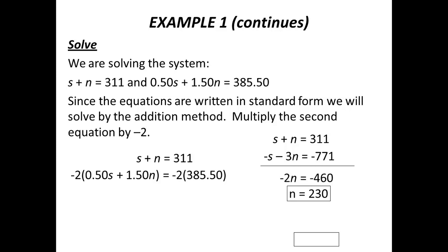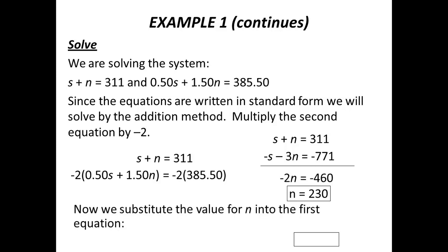Since N is equal to 230, we can simply subtract that from the 311 to yield the second part of the solution, that is, S is equal to 81. Notice that the 230 plus the 81 must equal the total of the 311 tickets. Also notice that S times 50 cents plus N times 1.50 must also add up to 385.50.